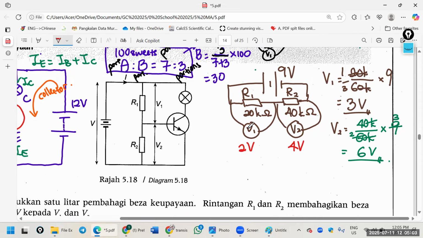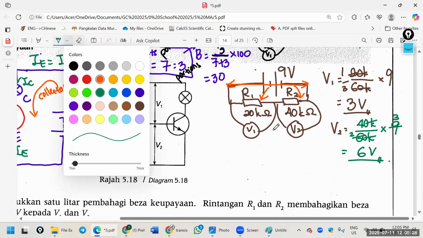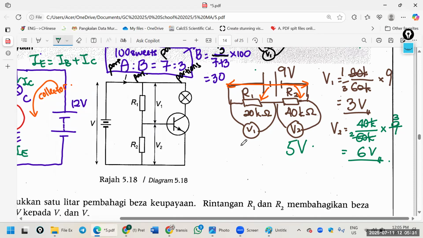If this side is 2, this side should be 7. Why? Because total is 9, 9 divided by 2 parts. If this is 2, this one should be 7. Get the idea? One more time. Let's say if V2 is 5 volts, what is V1? 4. Okay, because total 9. Get the idea? Okay, let's sit down.